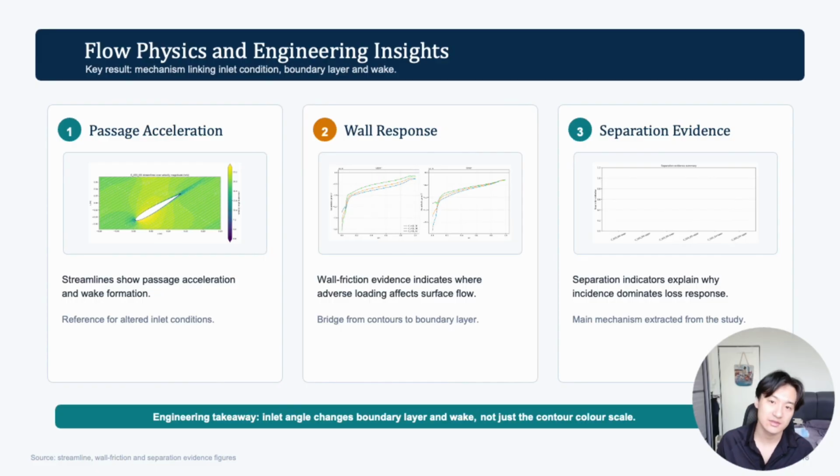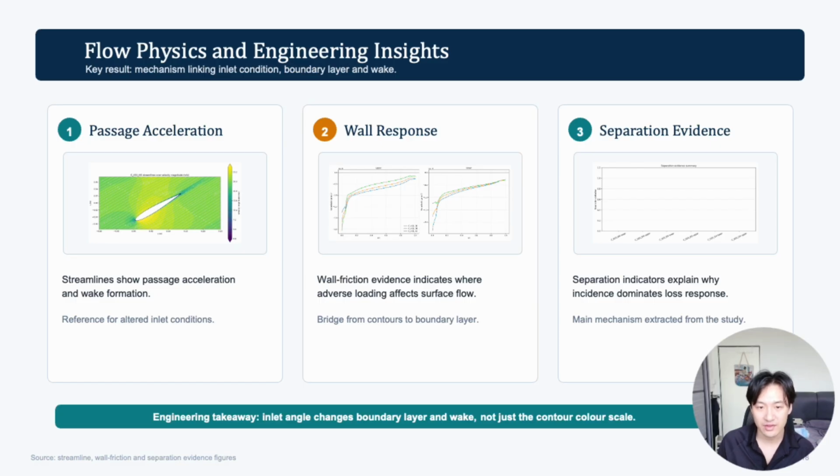This slide connects the numerical result to the flow physics. First, the streamline pattern shows passage acceleration and wake flow motion downstream of the trailing edge. Second, the wall friction result gives information about how the near wall flow responds to the pressure gradient and incidence change. Third, the separation assessment combines skin friction behavior, reverse flow events, and streamline topology. Under the tested conditions, no sustained separation or recirculation zone was detected.